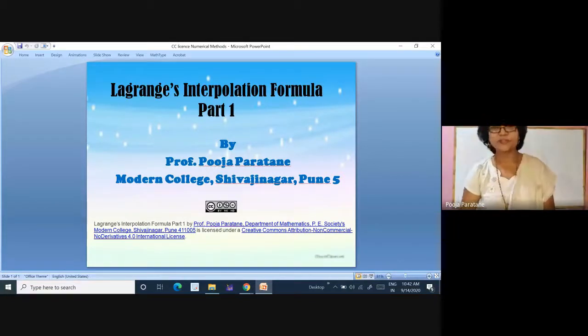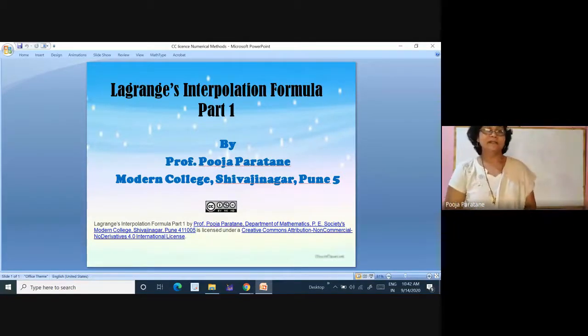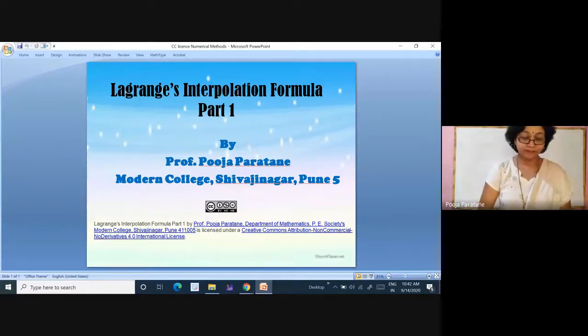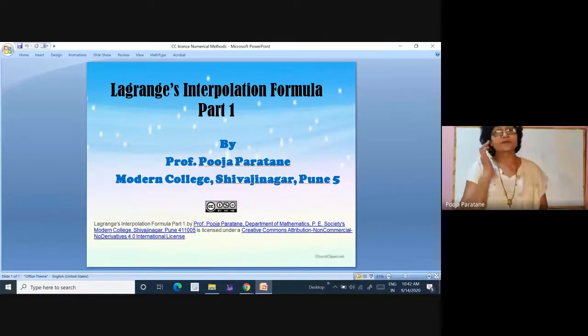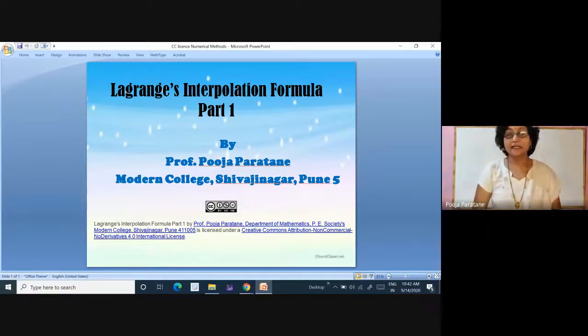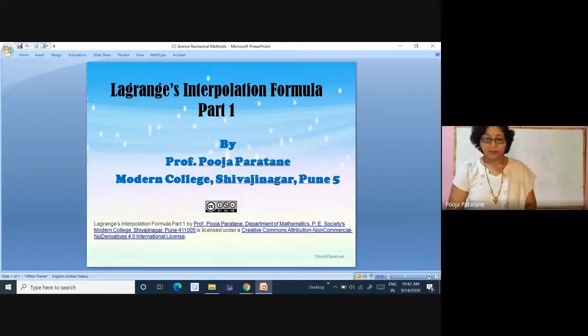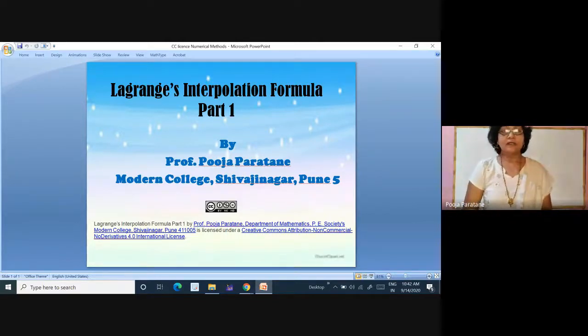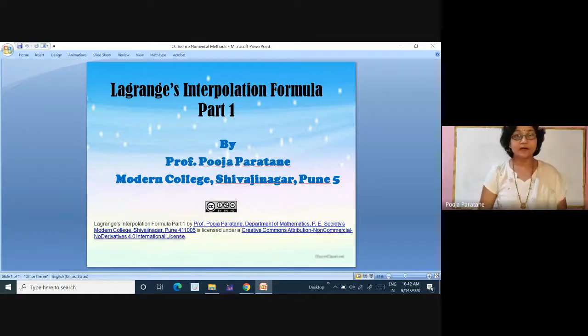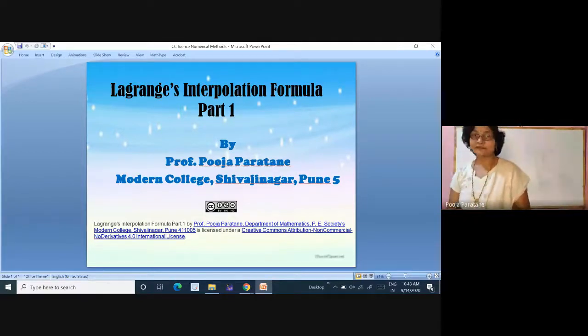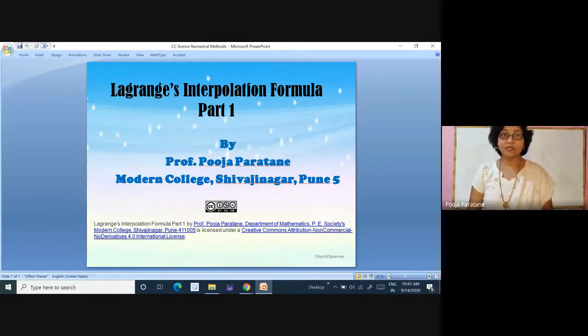So good morning, students. Today we will start the Lagrange's interpolation formula. Like Newton's forward and backward interpolation formula, this Lagrange's interpolation formula can be used for equally spaced as well as unequally spaced points, whereas Newton's forward and backward interpolation formula can be used only for equally spaced. So let us see the proof of this Lagrange's interpolation formula.